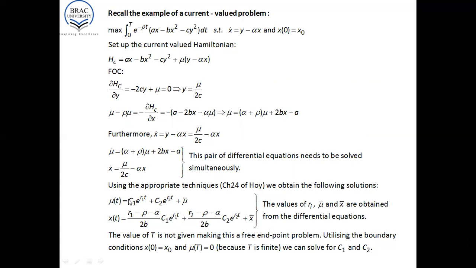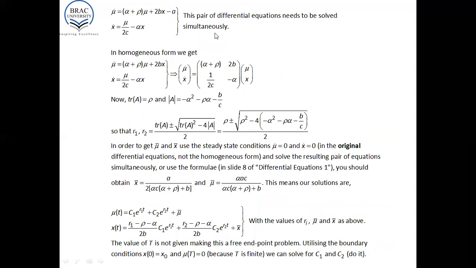We stated the solutions previously, but now we are going to see how to obtain the values of R1, R2, mu bar, and x bar from the differential equations. So this is the pair of differential equations that needs to be solved simultaneously. First, express them in homogeneous form. To do that, get rid of the a, replace it with 0. And the equation for x dot is already homogeneous. And write this pair of differential equations in matrix form.